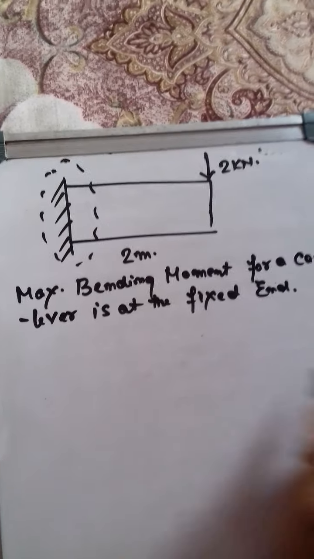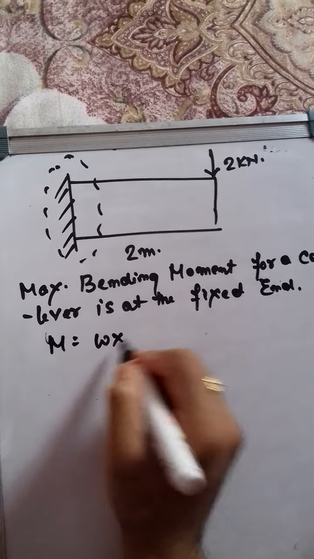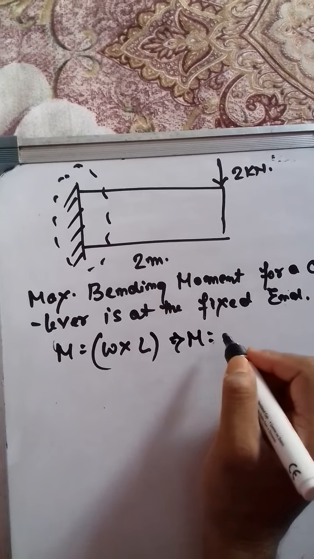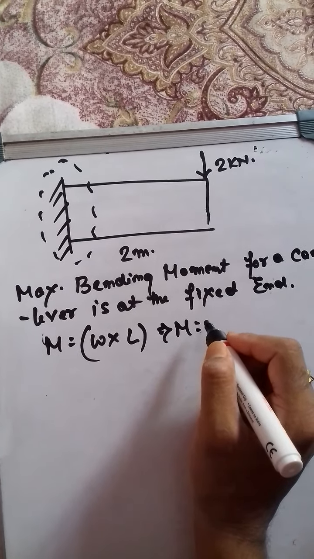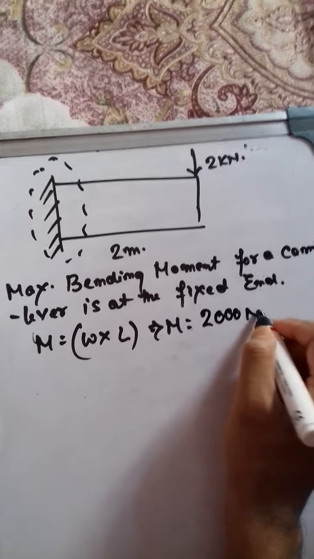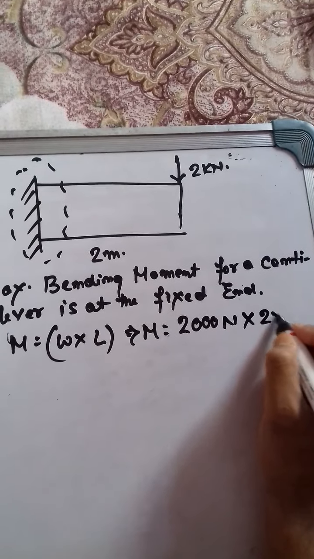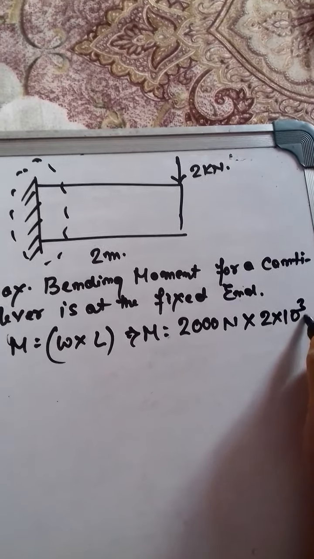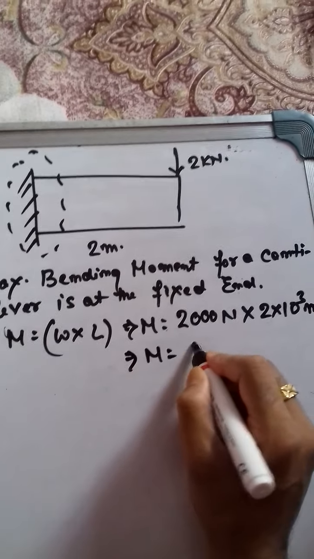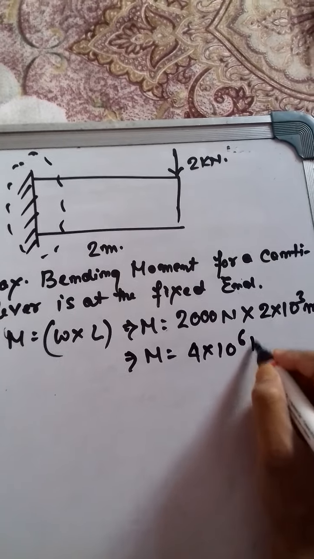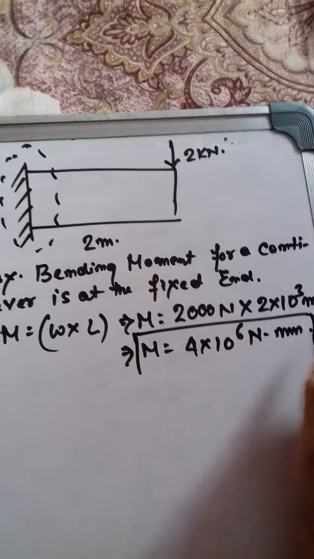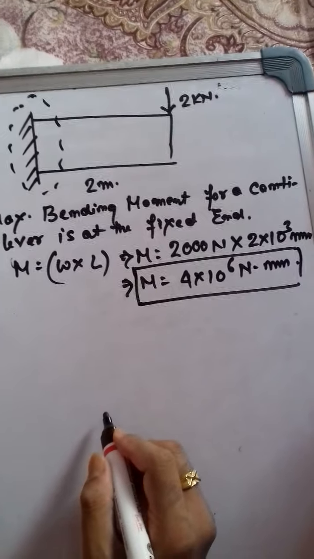Okay, so maximum bending moment will be equal to W multiplied by L. L is the shortest distance, so W is given as 2 kilonewton, that is 2000 Newton, multiplied by 2 meter, that is again 2000 mm. So maximum bending moment you will get 4 into 10 to the power of 6 Newton mm. This is the bending moment which you are getting.